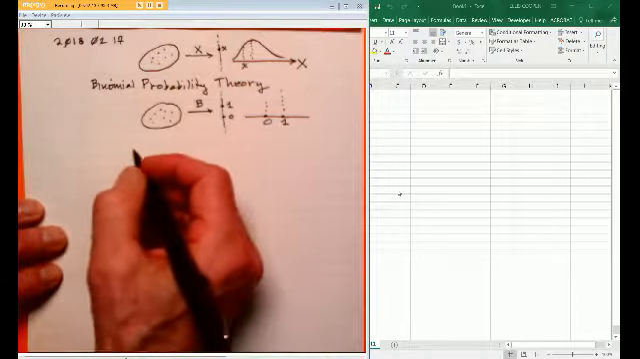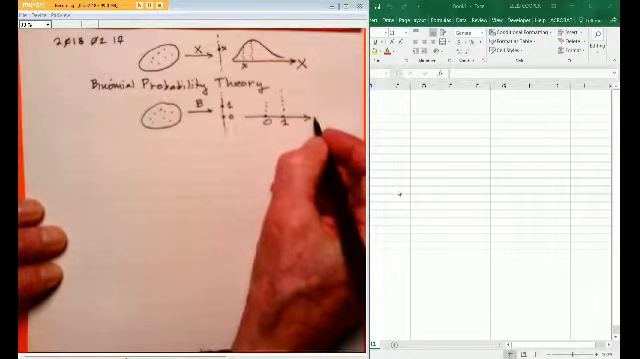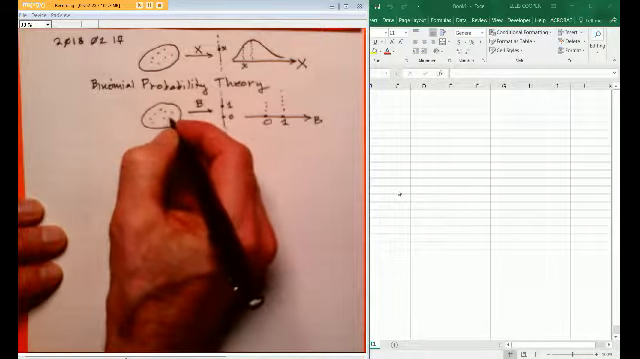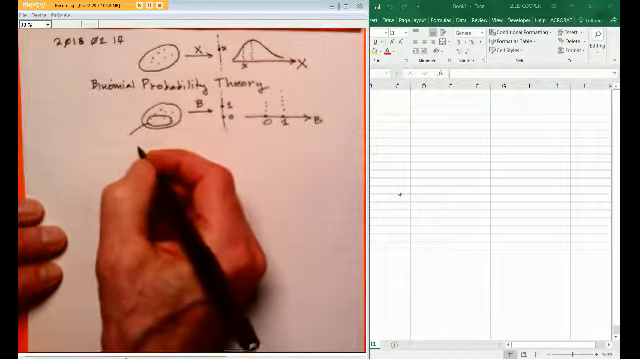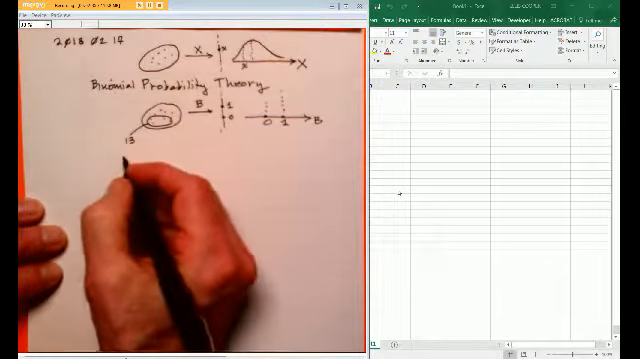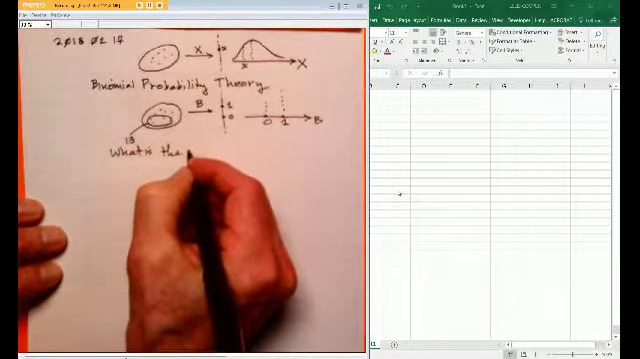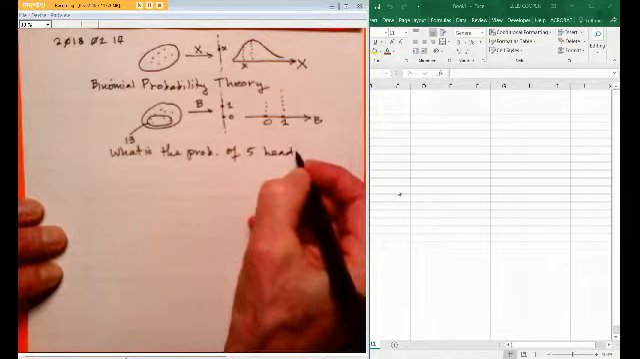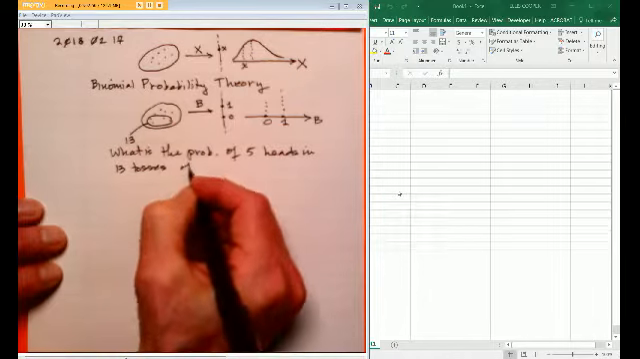Now, the basic question in binomial probability theory is a little more elaborate than just one coin at a time, because what you can do is you can consider a sample of coins. A sample, let's say, of 13 coins. And the basic question you can ask is, what is the probability of 5 heads in 13 tosses or flips of a P coin?